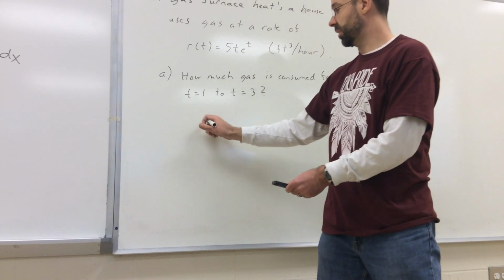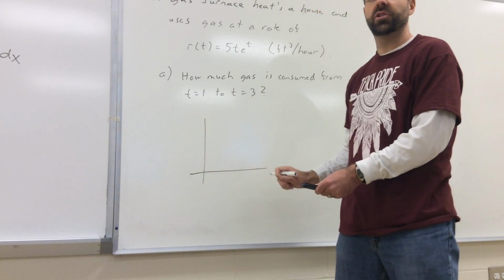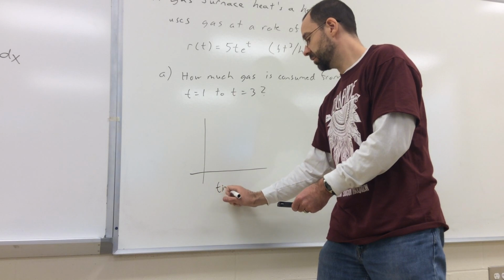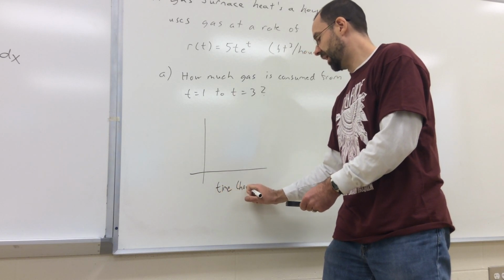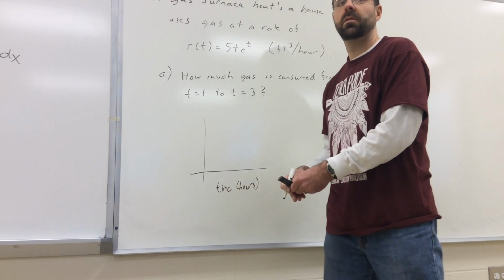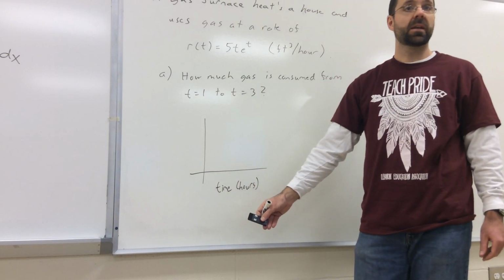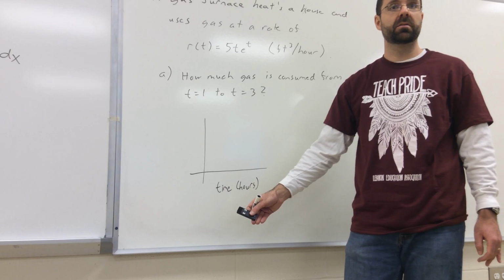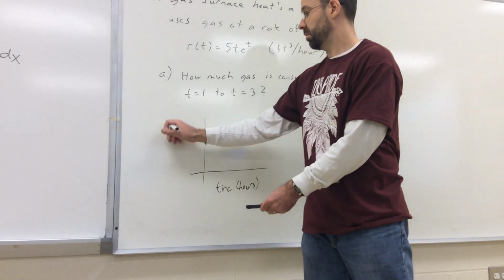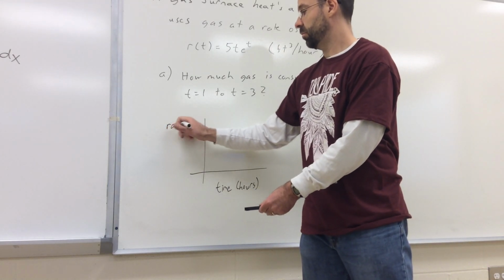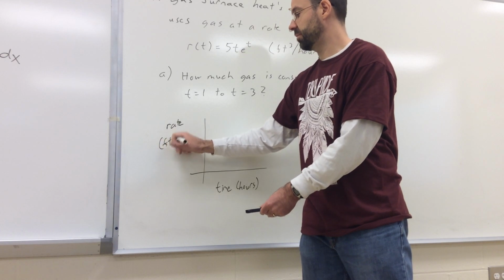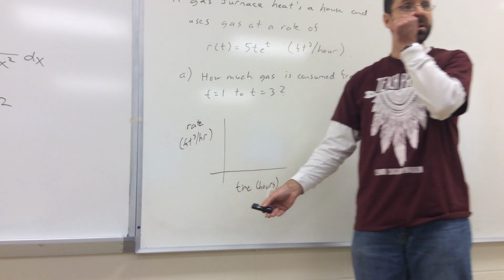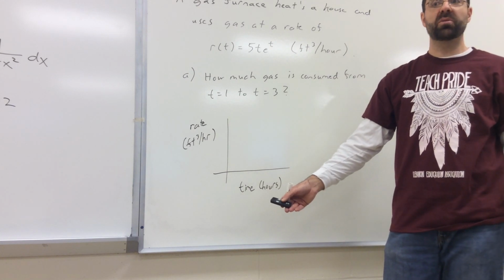So if we were going to graph this function, the input is time, which is measured in hours. And the output is the rate of consumption, which is measured in cubic feet per hour. So the input is time in hours, and the output is the rate.